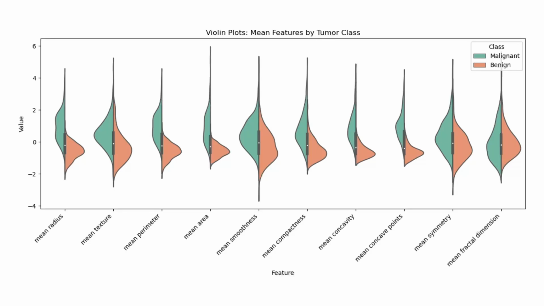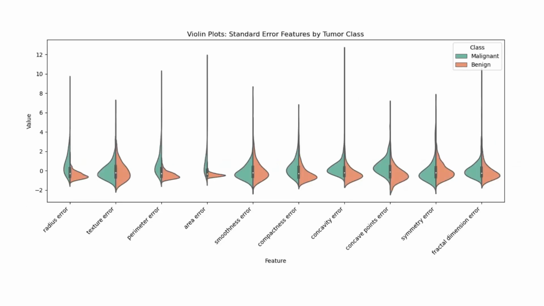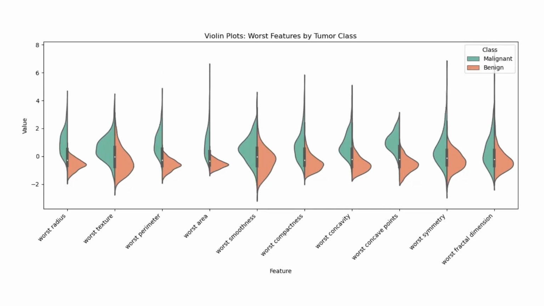This allowed us to compare not only the central tendencies, but also the spread and shape of the distribution between the two classes. Here is the violin plot for the standard error features by tumor class, and finally, the violin plot for worst features by tumor class.